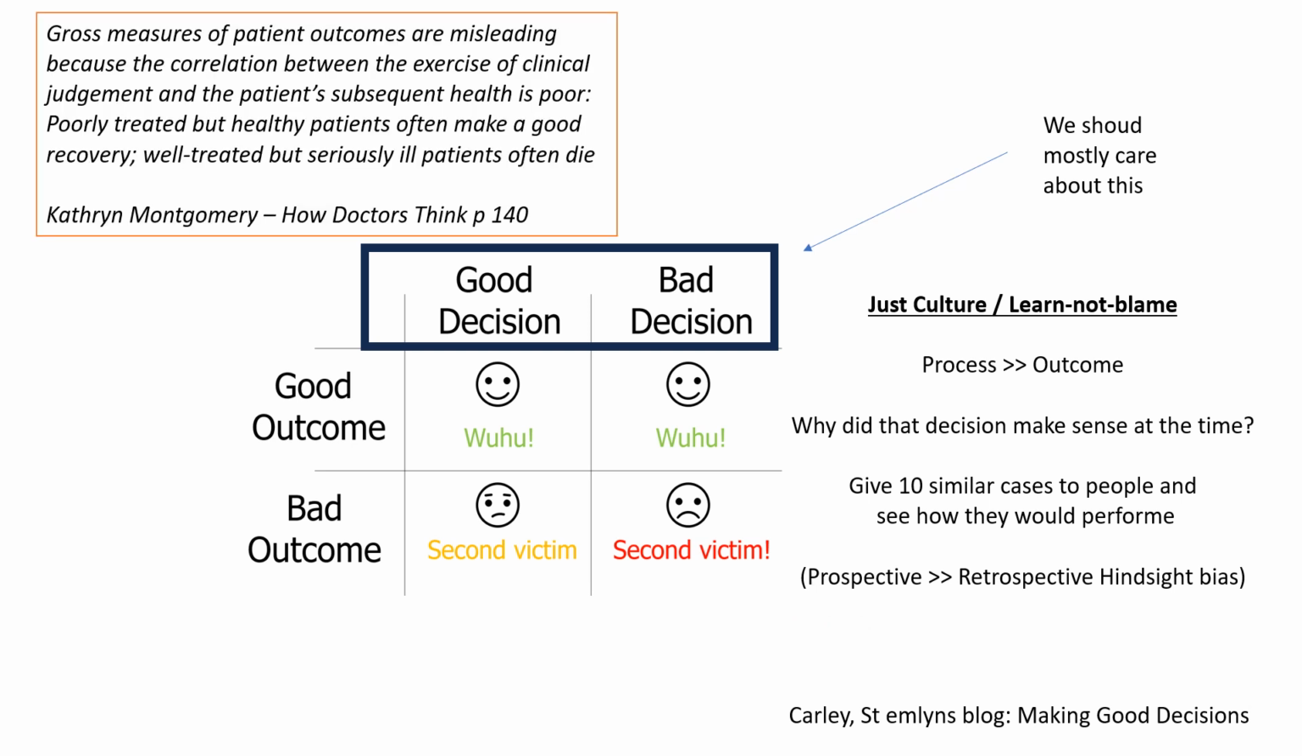And this is from Catherine Montgomery, right? Gross measures of patient outcomes are misleading because the correlation between the exercise of clinical judgment and the patient's subsequent health is poor. Poorly treated but healthy patients often make a good recovery, right? There could be a bad decision made but a good outcome oftentimes. And well-treated patients with serious ill conditions often die.